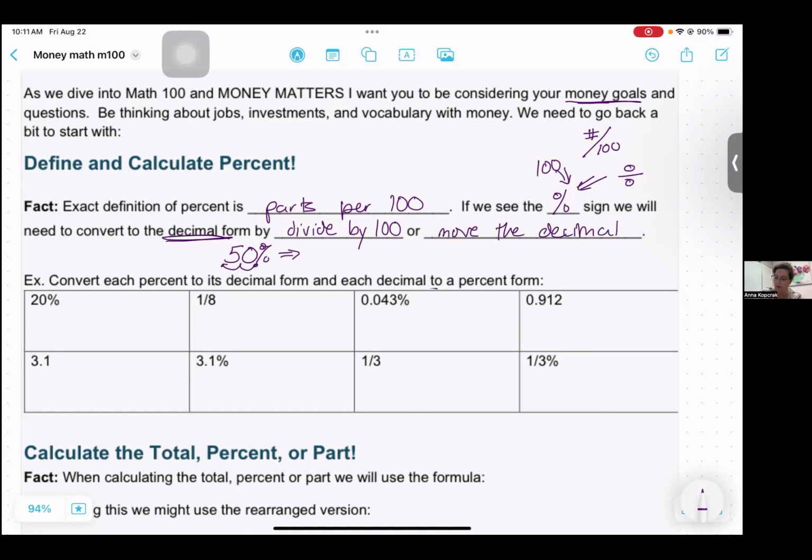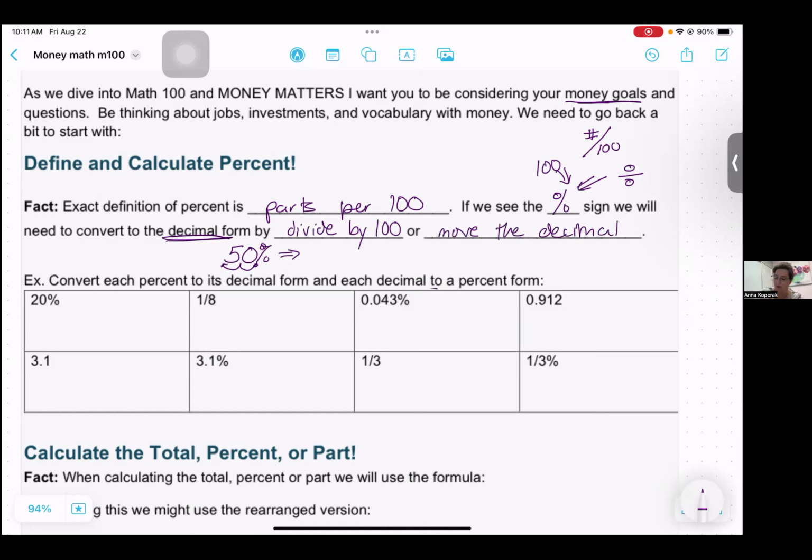Ooh, this one's a little crazy. It looks like it's in decimal form because it is 0.043, but then the percent sign says it's a percent, which means I still need to divide by 100 or move my decimal place 2 spots back.